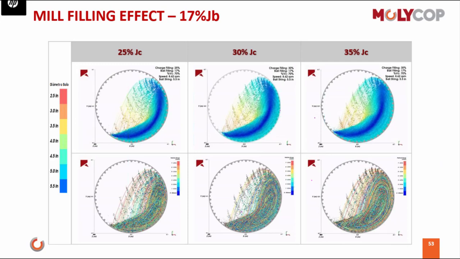This is the effect, for example, of the same JV and the 17% of JV. You can see the effect of running at 25, 30, and 35. You can take a look at the toe. With 25, you are at the limit. You are hitting the liners a little bit. With 30, you are avoiding hitting the liners. With 35, you are hitting only into the charge. So it is so important to control the right total charge of the mill, to try to avoid the liners and hit only the charge. That way all this energy is going to be transferred to the charge and not to the liners, so you are not going to break the liners.